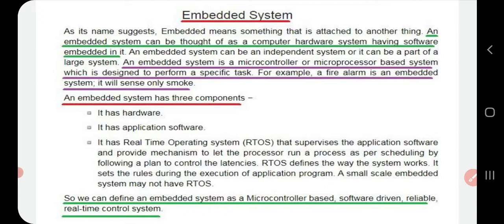Or we can define an embedded system as a microcontroller or microprocessor based system which is designed to perform a specific task. For example, a washing machine is software driven. It has a microcontroller embedded in it which is programmed, and it is designed to perform a specific task. Similar to a washing machine, a fire alarm can also be considered an embedded system, and its function is only to sense smoke.